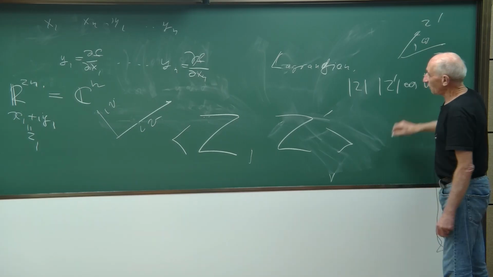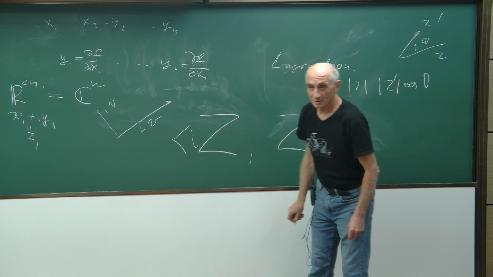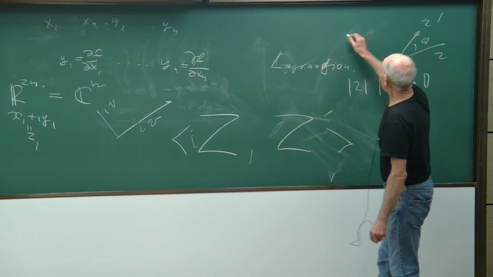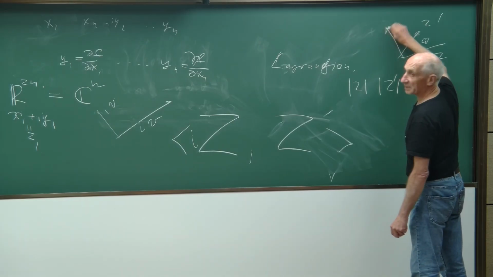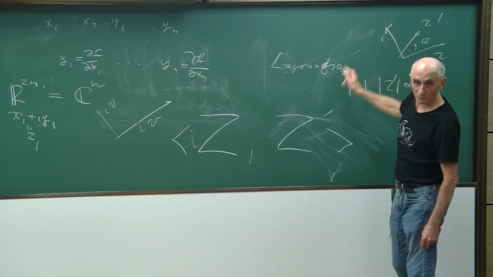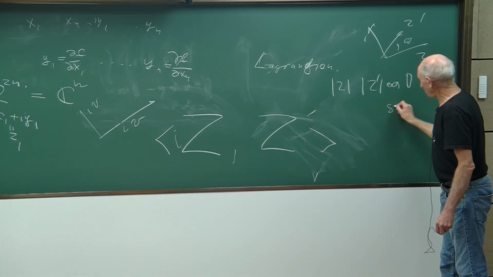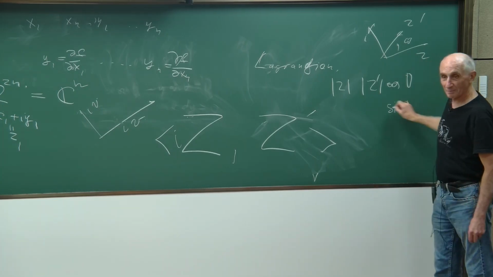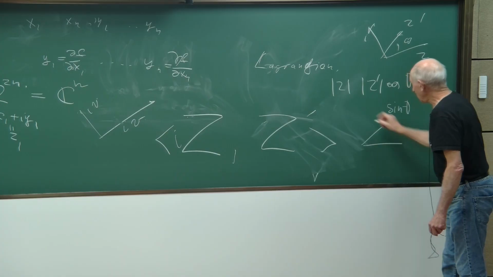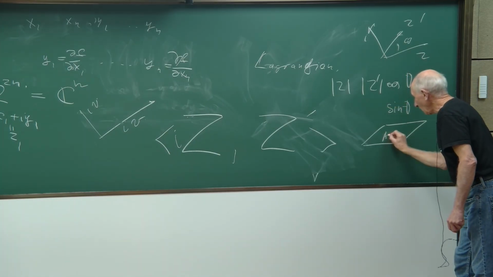But now I want to multiply one of them by i. So I take iz and this one. So I take one vector first, multiply by i, rotate, and after that take a scalar product. The result is exactly the same thing multiplied by sine. So when you multiply by sine, z times z prime is of course just the area of this parallelogram.